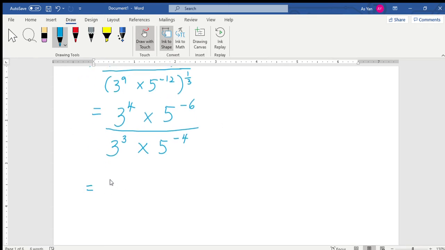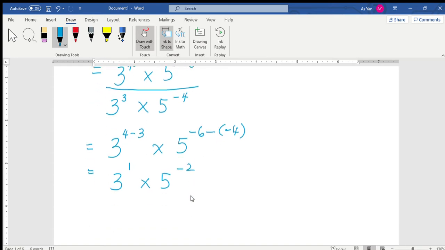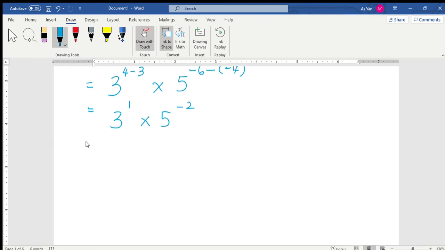So 3 to the power of 4 is the numerator. Divide means minus, so minus 3. Multiply with 5 to the power of negative 6. Divide, so minus negative 4. So 3 to the power of 1, multiplied with 5 to the power of negative 6 minus minus is plus, so negative 6 plus 4 is negative 2. So 3 to the power of 1 multiplied with 5 to the power of negative 2.